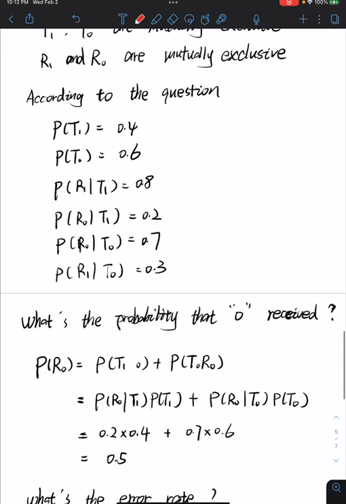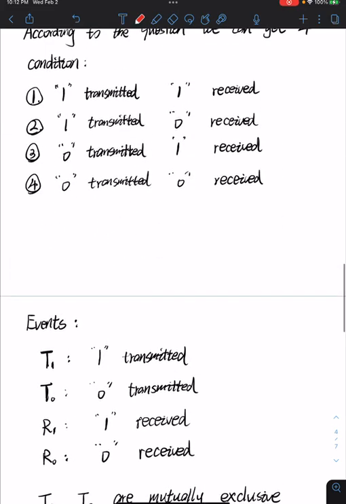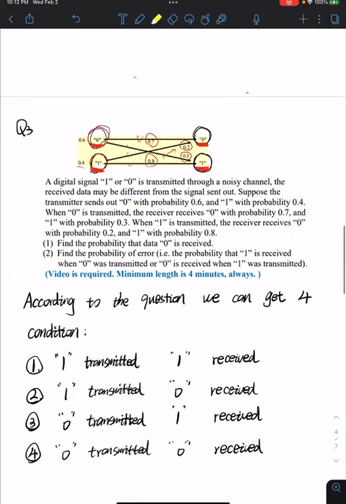We can see that we get two event probabilities and four conditional probabilities. Then we can focus on the questions. The first question is to find the probability that data 0 is received.